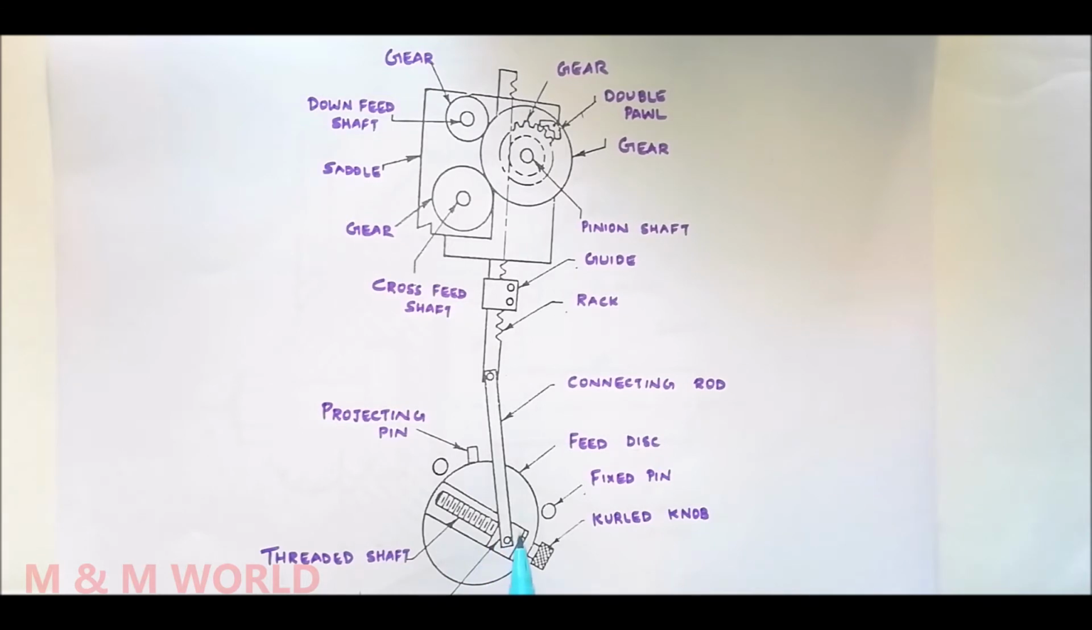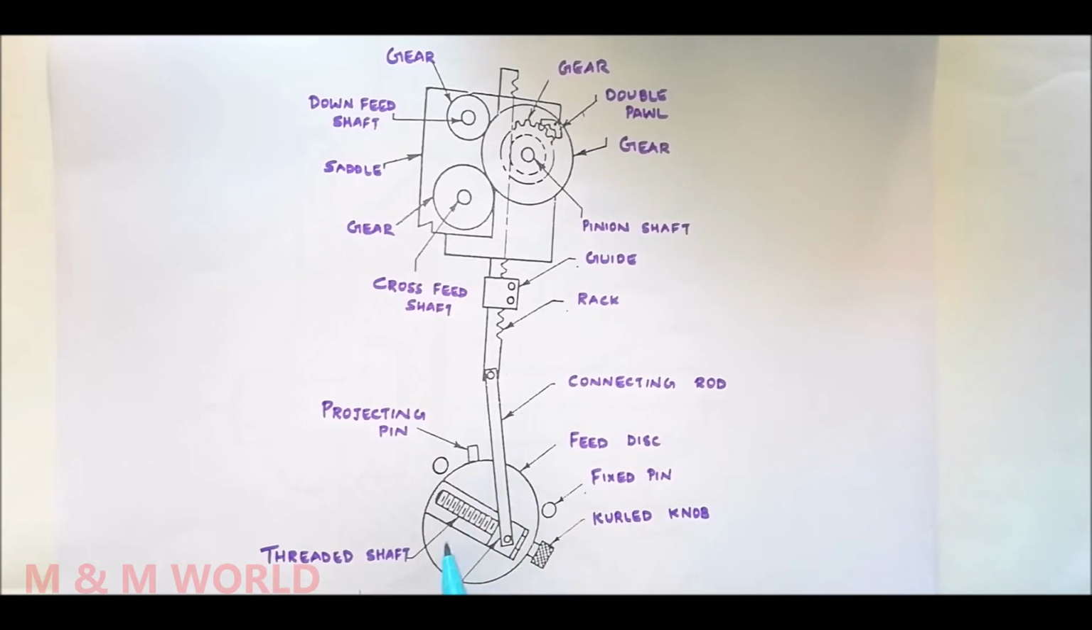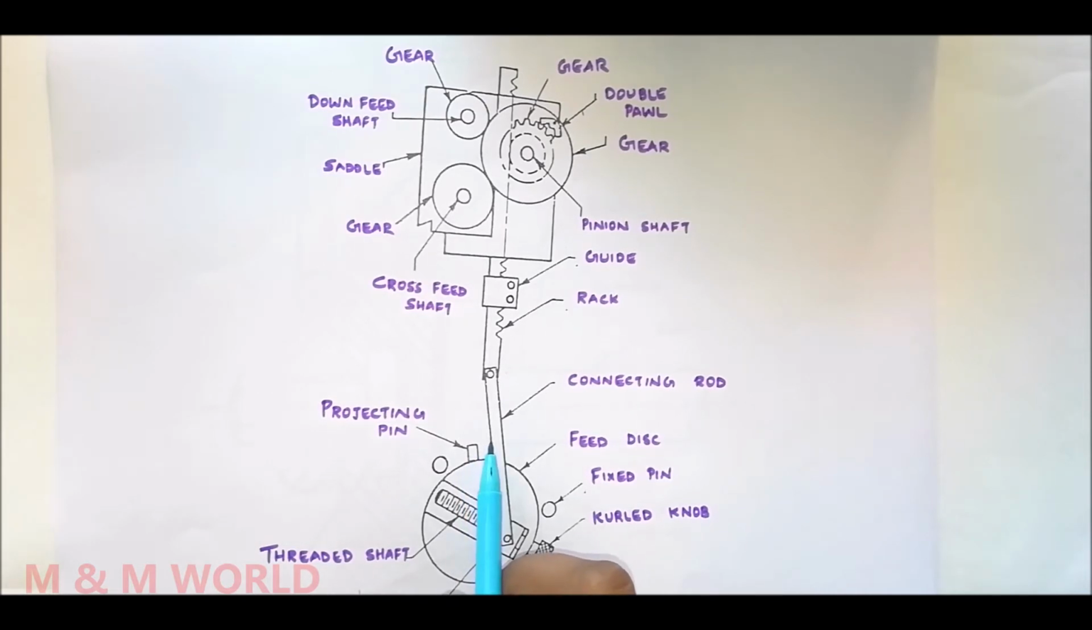This figure shows the end view of the feed disc, showing the driving mechanism of the feed screw. Here we can see the feed disc, and a T-slot is cut radially on the face of this feed disc, within which a block is connected. By rotating the knurled knob, the position of this block can be changed. Here you can also see a projecting pin connected to the feed disc, extending beyond the body.